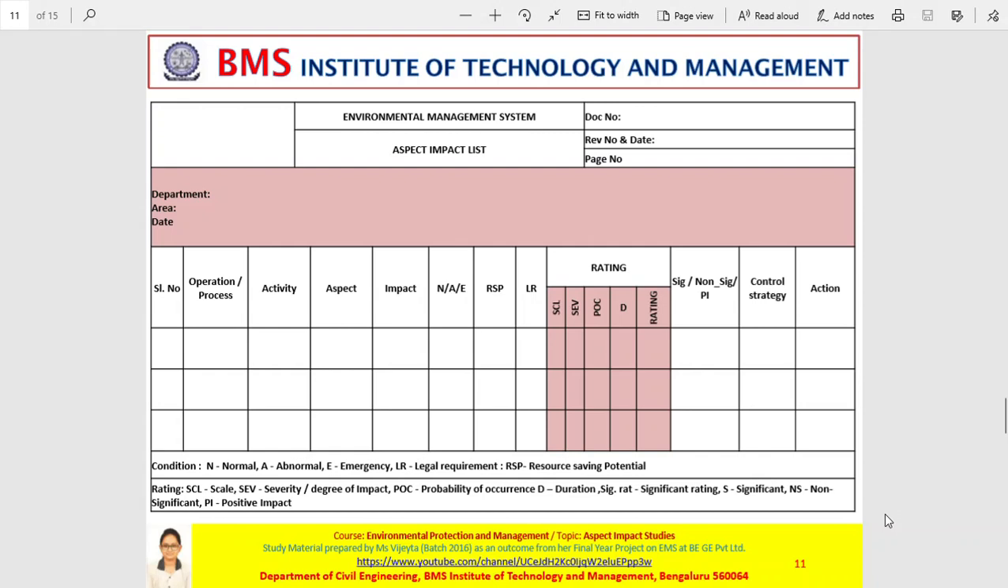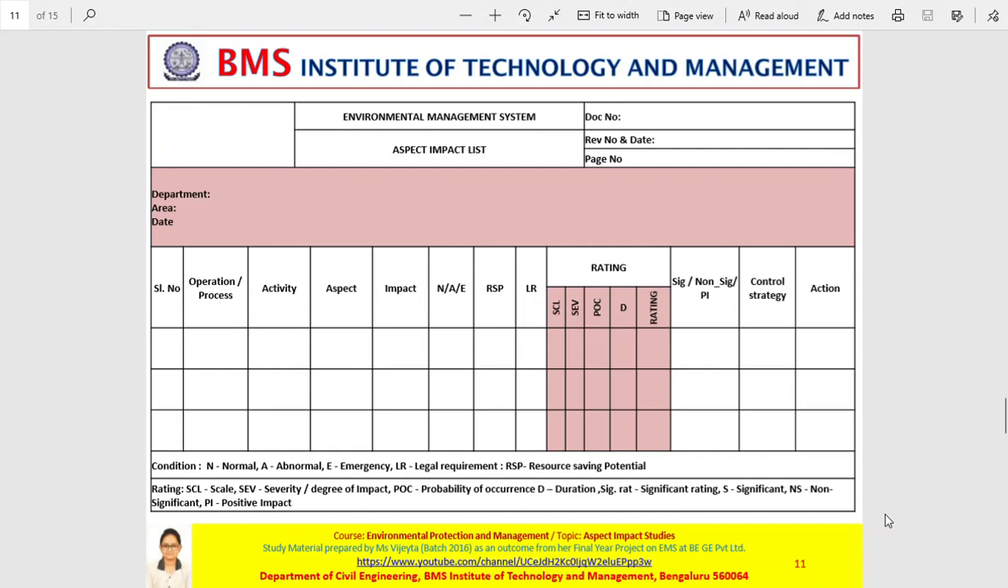Finally, the last column of the rating is rating itself. Rating is the product of scale, SCL, severity, SEV, probability of occurrence, POC, and duration, D. If the product is less than or equal to 32, then it is considered as non-significant. If the product is greater than 32, then it is considered as significant. And in case the significant aspects are more, then the company will have to develop measures in order to eliminate or reduce those particular aspects that are significant.